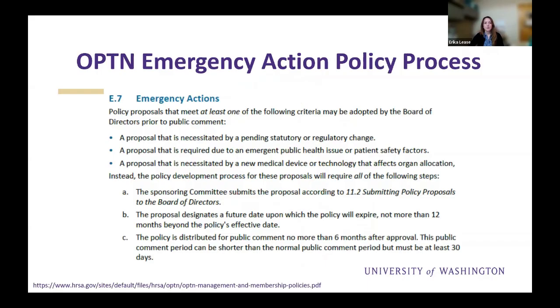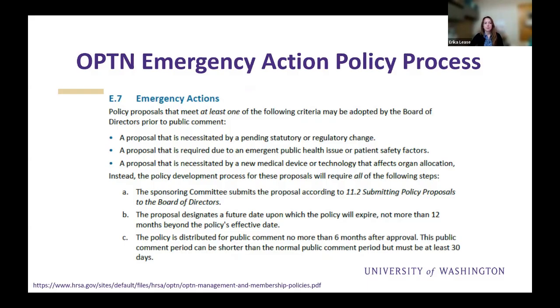Now, there is an option for an emergency action policy process for those things that need to be addressed more quickly than the standard process can accommodate. And it does need to meet one of the criteria that are listed up here at the top, which is like a proposal that is necessitated by a pending statutory or regulatory change. So the lawsuit in 2017, where a judge said this is not okay, that needed to be changed immediately. And so this fell into an emergency action policy.